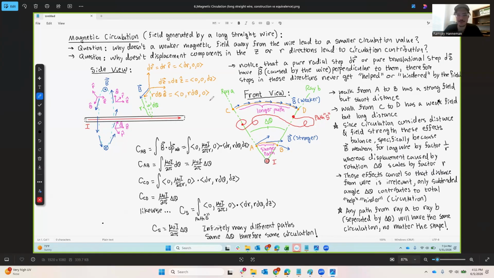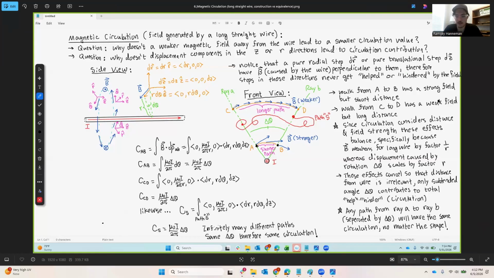So this is just kind of a tie through of everything we've talked about, which is that it doesn't really matter what path you take for the specific field generated by a long straight wire. It's only the change in angle that contributes to circulation. The way I kind of talk this through is say you're walking from point A to point B, and here's your current wire that's generating the field. Well, walking from A to B, you're pretty close to the wire, so the B field is stronger. However, you're closer to the wire, so walking through the angle makes for a shorter path.